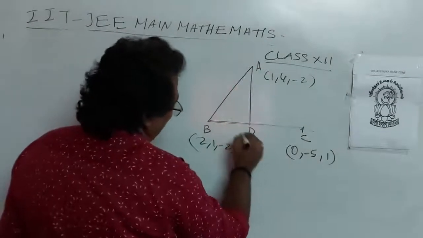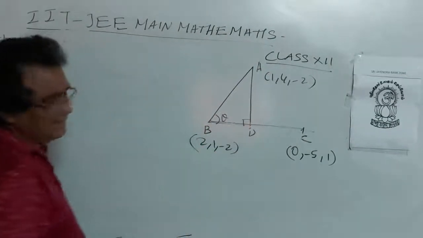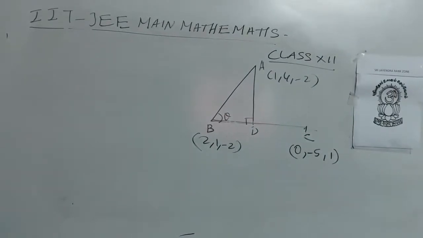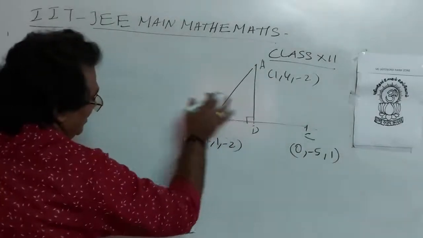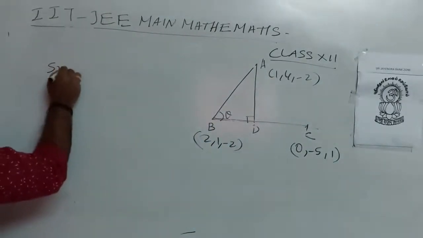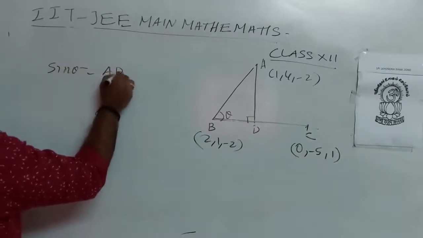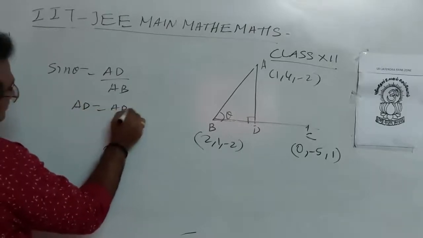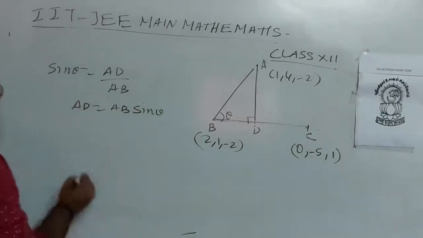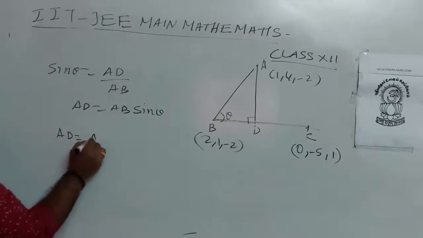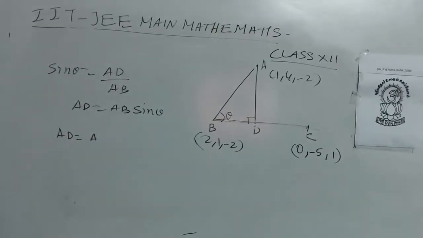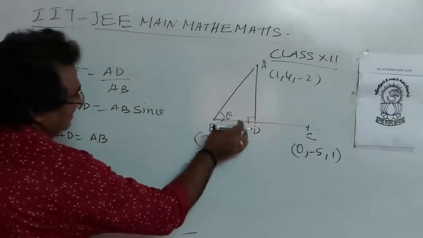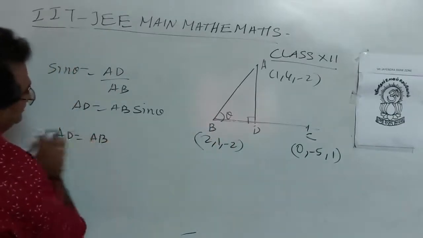You draw one perpendicular, that is D. This is theta. Here is 90 degrees. You want to find AD, that is the perpendicular from A to BC. So sin theta equal to AD by AB. AD equal to AB sin theta.